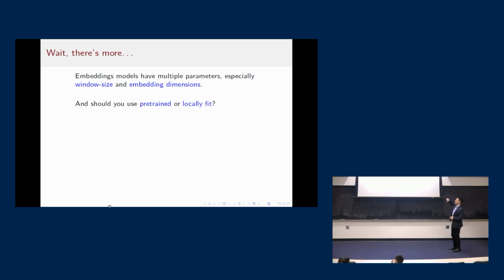We're also going to look at whether you should use pre-trained or locally fit embeddings. So why would you use pre-trained? Well, they're very cheap. As I said, if you Google Mikolov word2vec now, you can download it in 5 minutes.